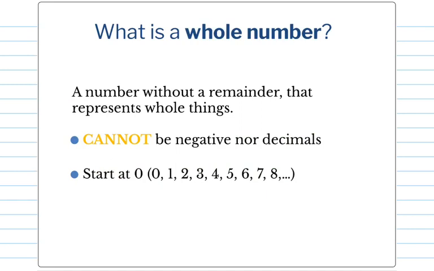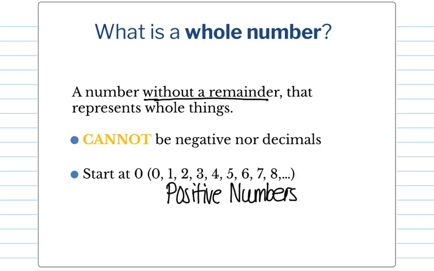And then lastly, what are whole numbers? Remember, a whole number is a number without a remainder that represents whole things. This time though, a whole number cannot be negative and it cannot have a decimal. So whole numbers start at 0 and continue on. So similar to integers, except notice how it's only going to be your positive numbers, not the negative.